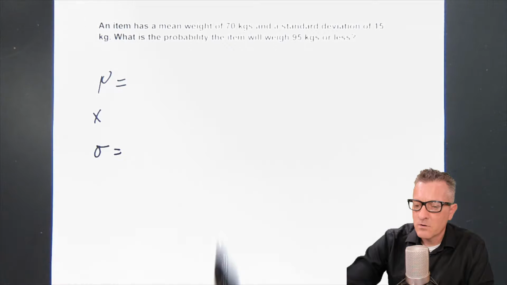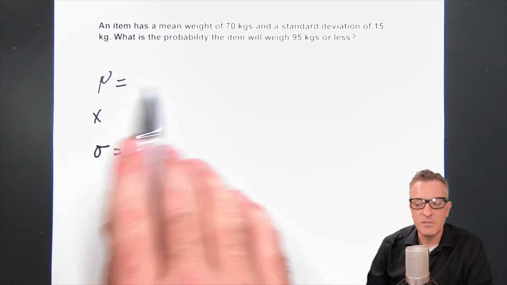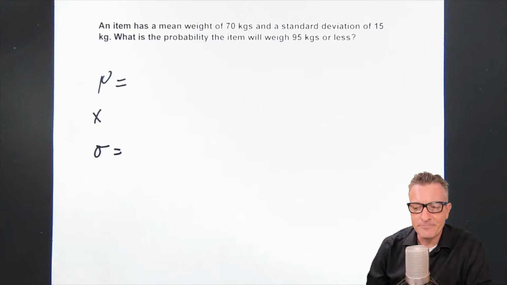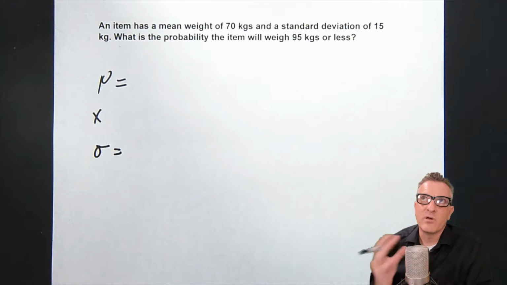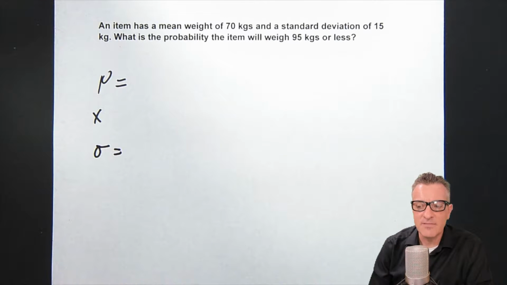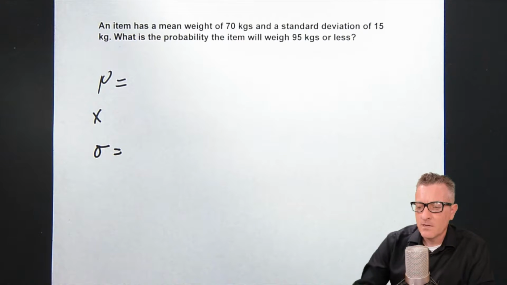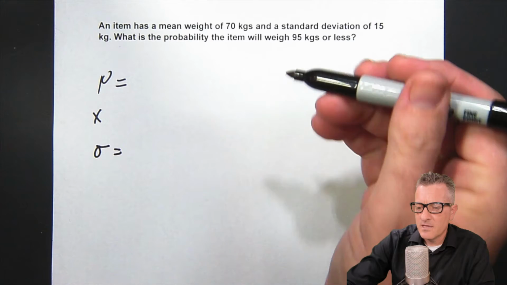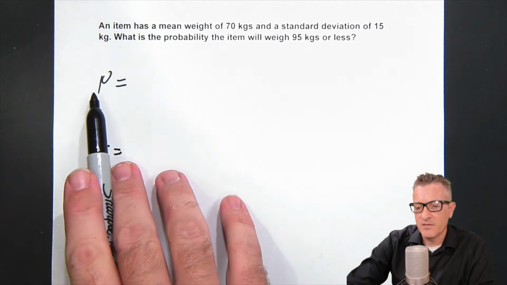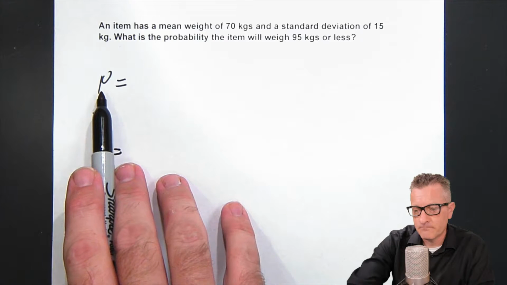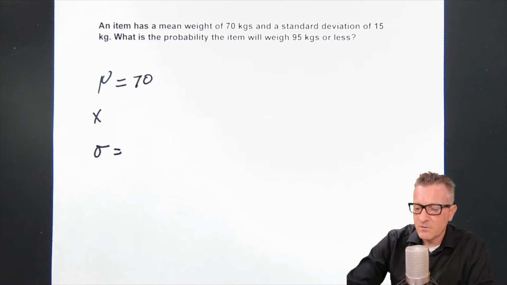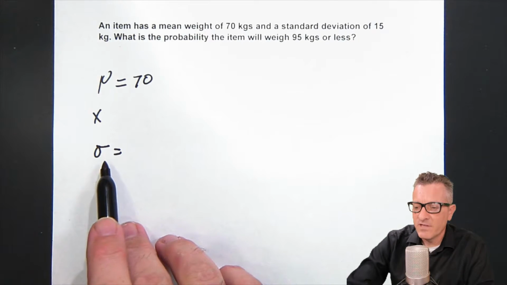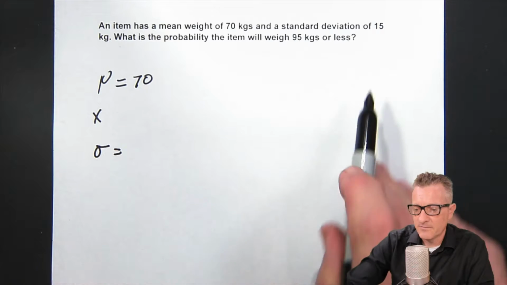For mu, right here, number one, this is population data. Think about this as we're not at the point where we're doing hypothesis testing, and this is not a sampling distribution, so it's population data. So the mu for this, which is the population mean, is 70. And then I'm going to go down to the easy one. The standard deviation for this is 15.